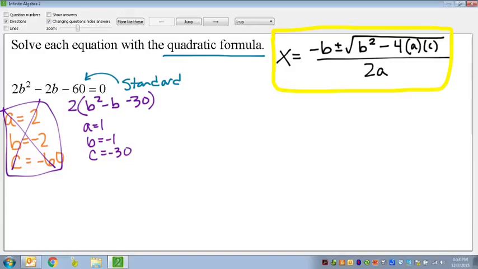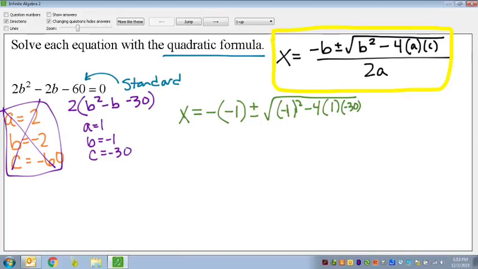Okay, so here we go. Now we're going to do the quadratic formula. So it's x equals negative, and b is negative 1, plus or minus the square root b squared, so negative 1 squared, minus 4 times a, which is 1, times c, which is negative 30, all over 2 times 1. Okay, so that's our problem right there.